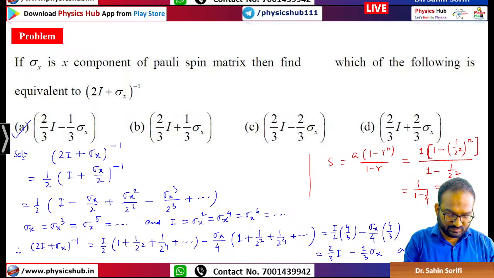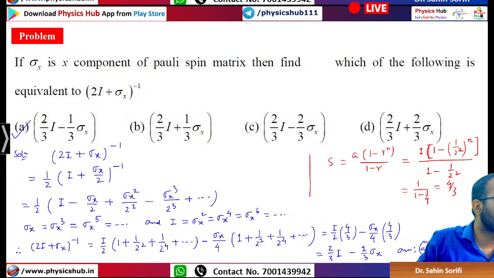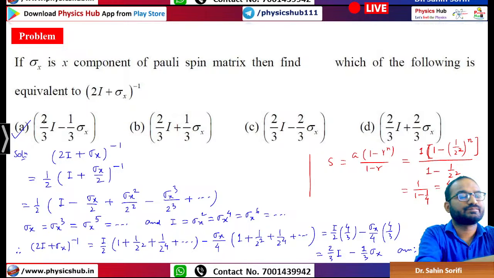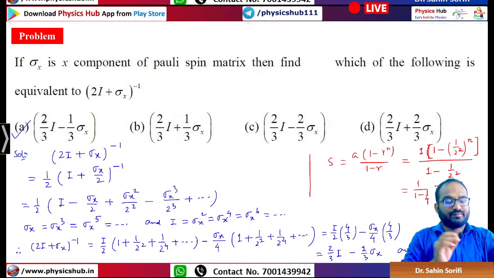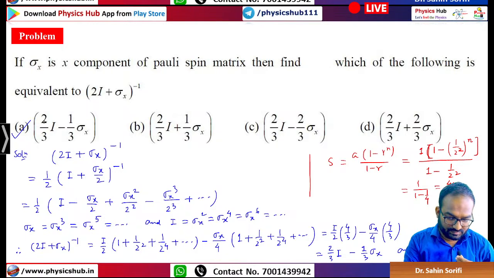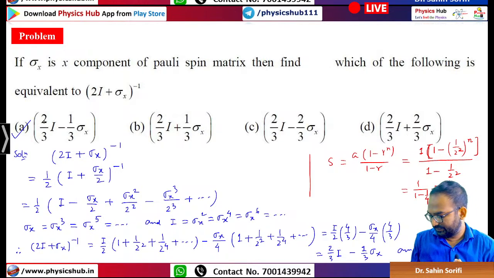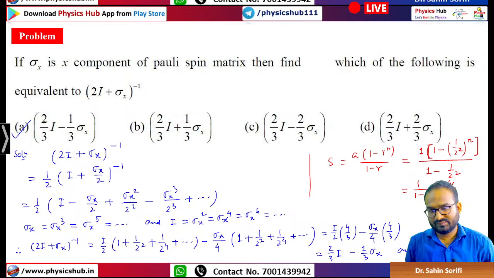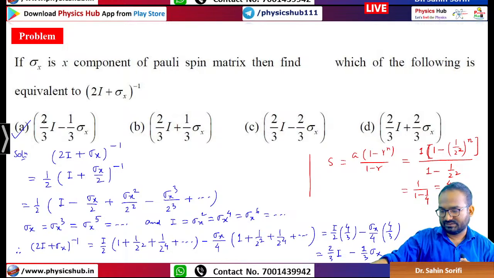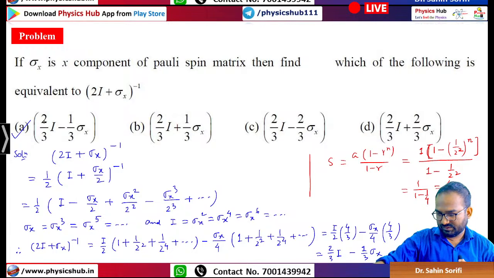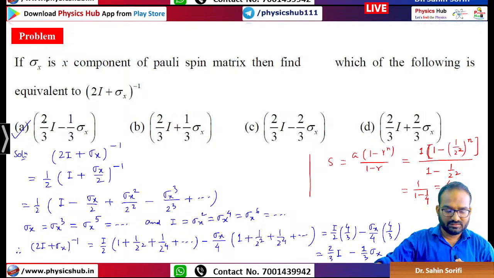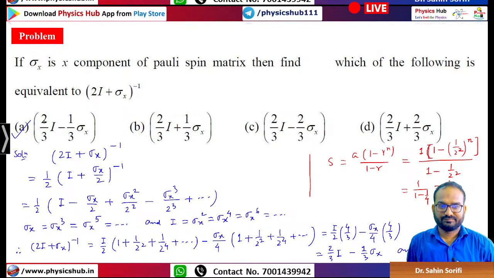Matrices were introduced in quantum mechanics specifically for what purpose? Just a general question. Sometimes it is convenient, everything is made for convenience. If you can somehow represent an operator in matrix form, then it is easy to tackle situations.